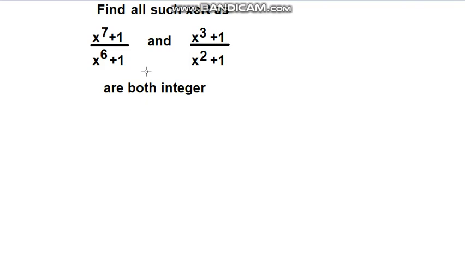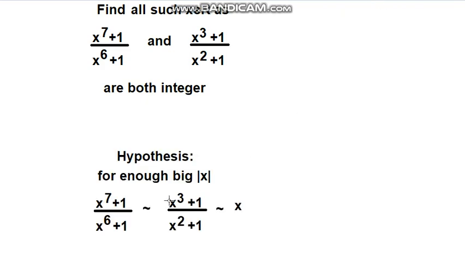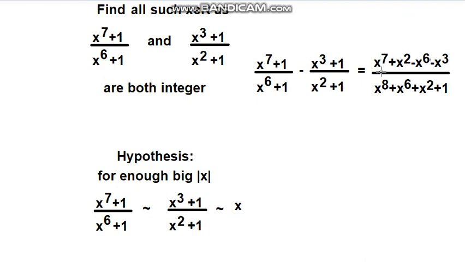And okay, what are we going to start with? We're going to start with the fact that the numerator power and denominator power are such that the difference is 1, and that means for enough big absolute value of x it is right. Okay, let's try to show what it is. Okay, this is right, as you can see, because polynomial power 7 over 8 is less than 1.